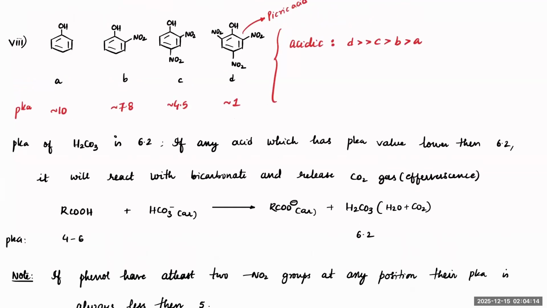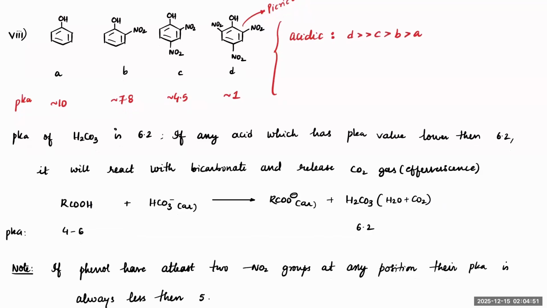Now, here is one interesting thing that we should understand. The pK value of carbonic acid is around 6.2. Which means any acid which has a pK value lower than 6.2 will definitely react with HCO3 minus, give away its H plus, and release H2CO3. H2CO3 will always come out as H2O plus CO2. You will see an effervescence, a bubbling of carbon dioxide is observed.